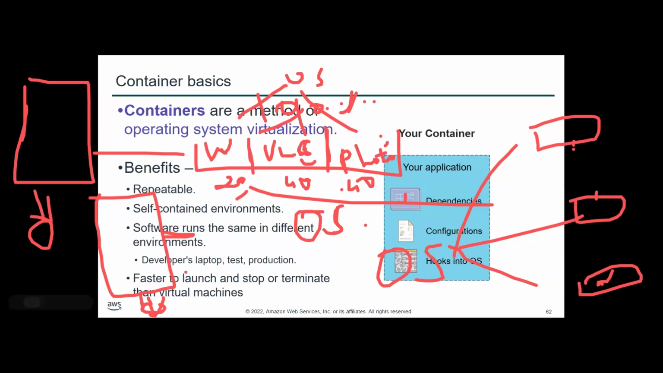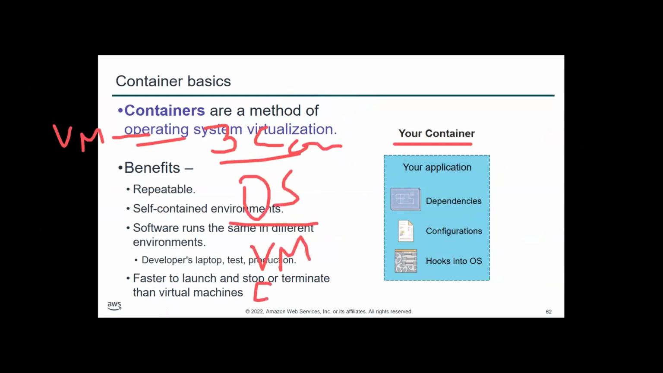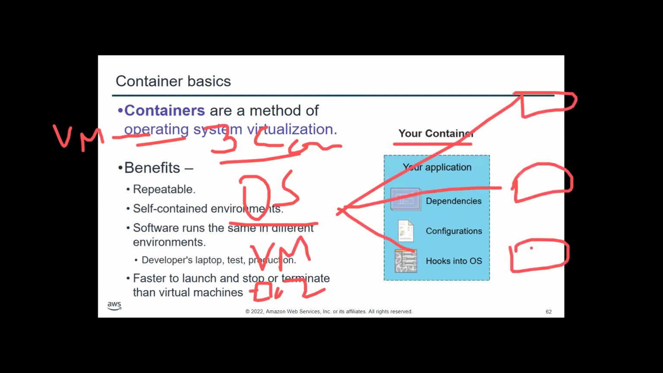Okay, so now let us see. As I told you, in containerization, one virtual machine is equal to three container services, because one OS is required for a virtual machine, that is EC2, but here for container services there is no need for that much. See here, it is taking the dependency files, configuration files, and hooks into the OS. Hooks means, as I told you, a part of the OS.